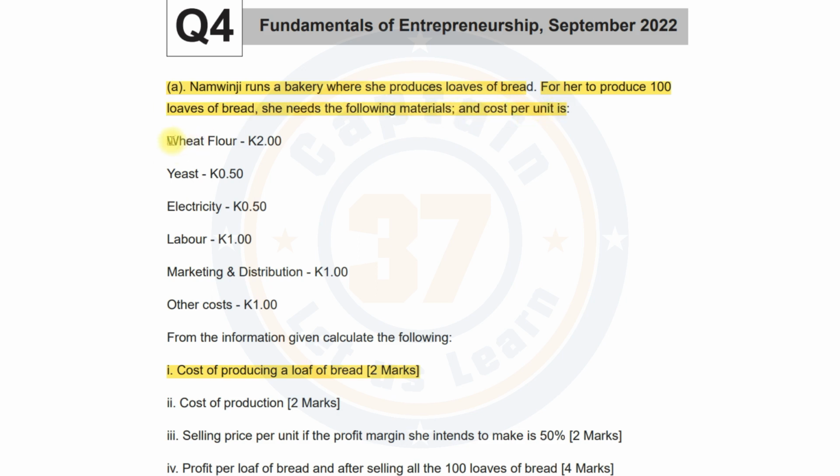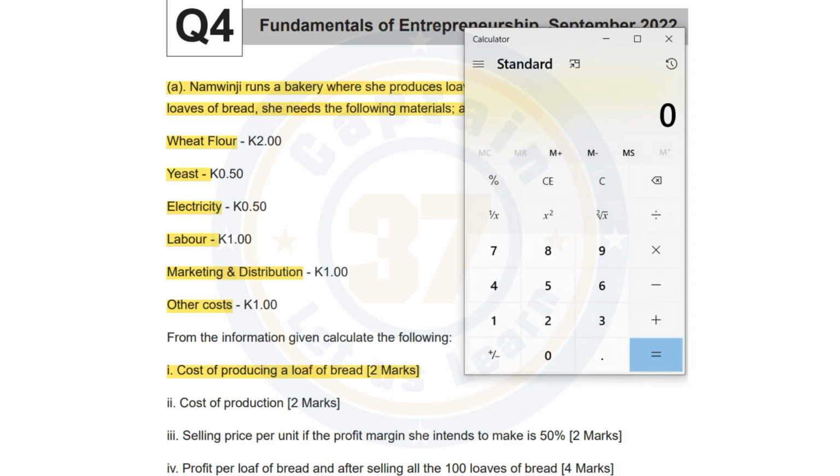There is wheat flour, there is yeast, there is electricity, there is labor, there is marketing and distribution, and there are also other costs. So all these costs put together are what are going to give us the cost of producing a loaf of bread. So let's calculate those. Let's put them together and we calculate them. I can simply pull out the calculator, and here it is.